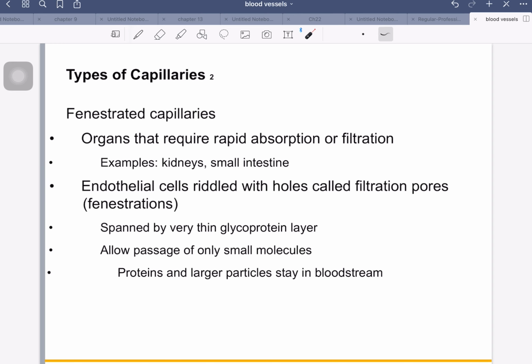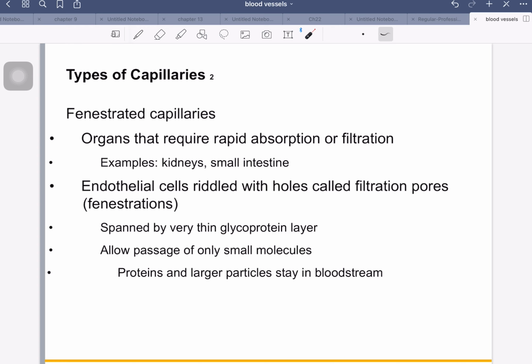Now, another type are fenestrated. And fenestrated, think of it as having little windows. And these are capillaries that show up in places where I need very rapid absorption and filtration. So the kidneys and the small intestine. And these are endothelial cells that have a lot of these filtration pores within them. They're technically known as fenestrations. And there's a very thin glycoprotein layer.